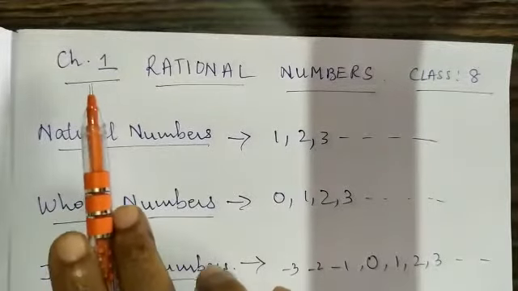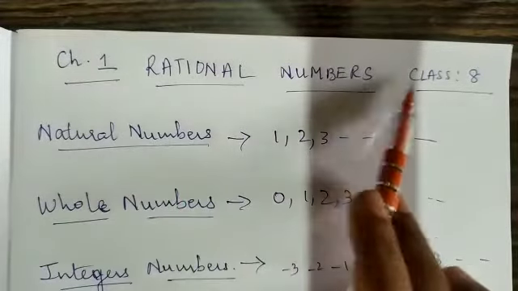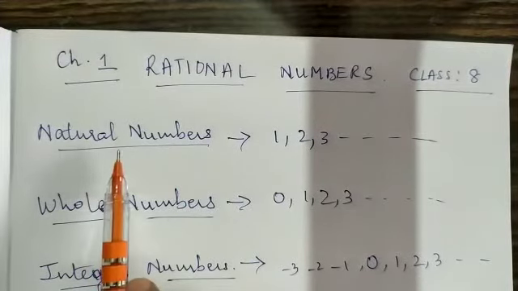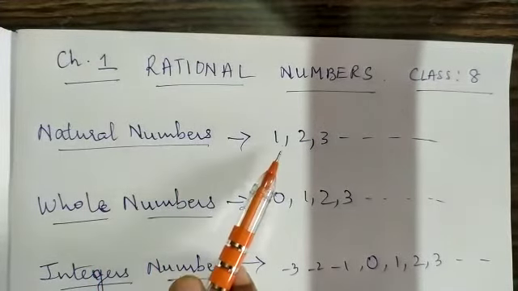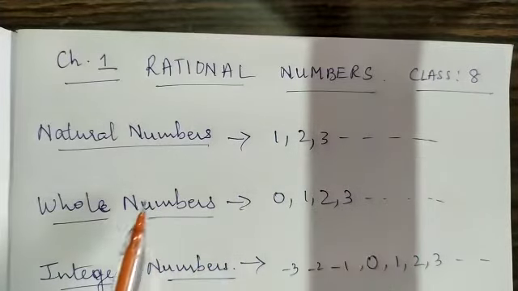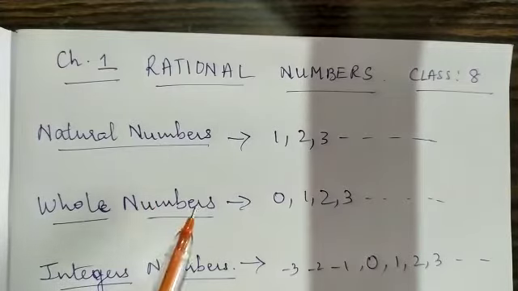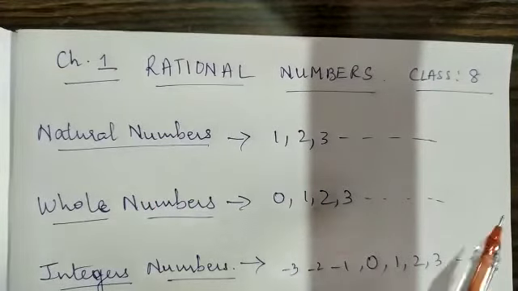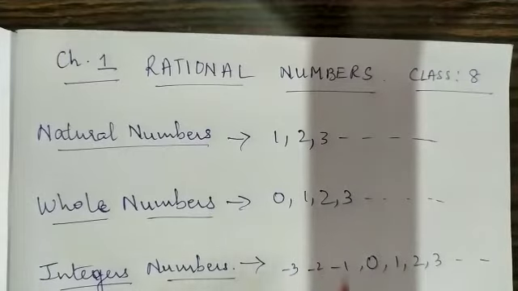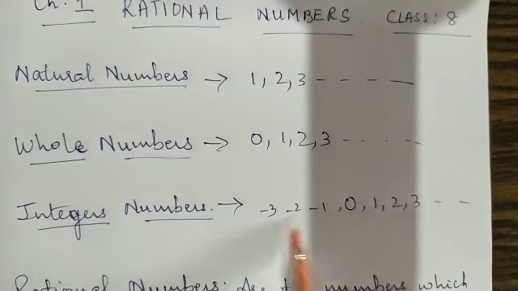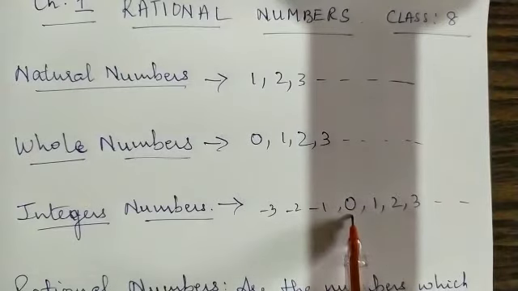Today we'll start studying Chapter 1, Rational Numbers, Class 8. As all of you know, what are natural numbers? The natural numbers are the numbers starting from 1: 1, 2, 3 and all the other natural numbers. And the whole numbers are the numbers starting from 0: 0, 1, 2, 3, etc. The integers are the numbers which have both positive and negative, including 0.